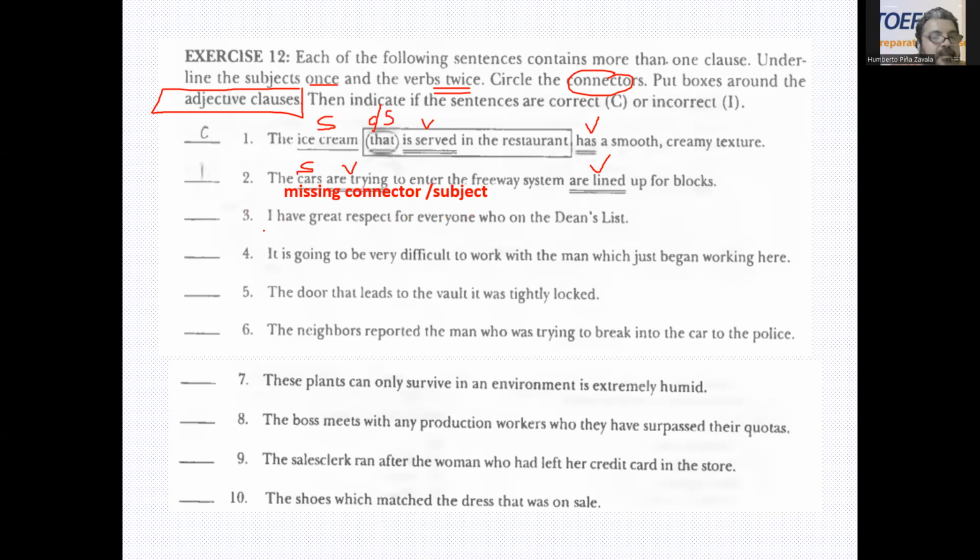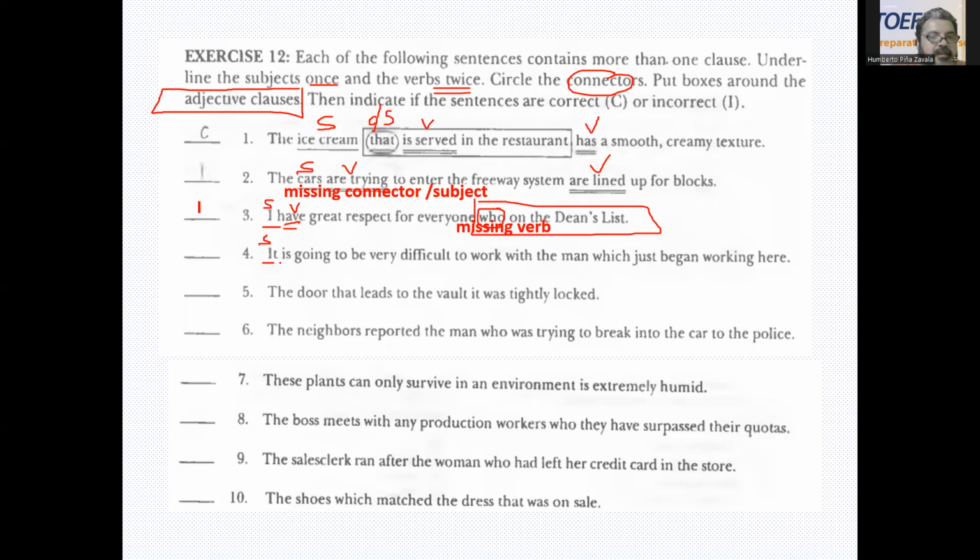All right, now that you came back, we got, I have great respect for everyone who on the dean list, right? So, yeah, here we have a problem because there is no verb.